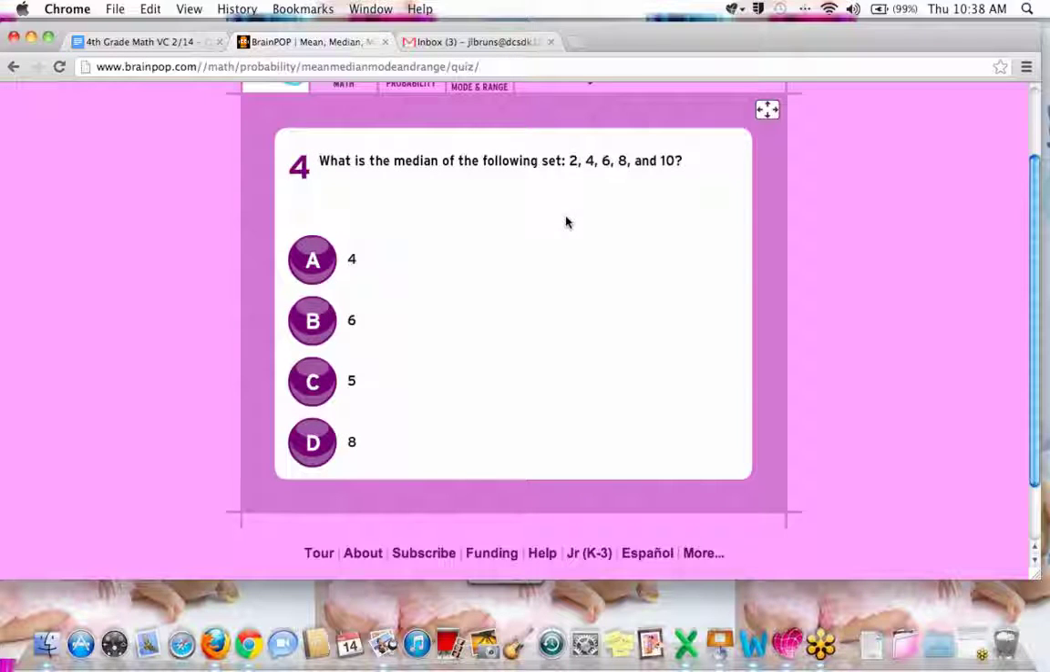What is the median of the following set of numbers? 2, 4, 6, 8, 10. So an easy way to do this is to mark off the top, mark off the lowest, mark off the top, mark off the lowest, and what are you left with in the middle? 6. Good. So your median, everyone said, is 6.